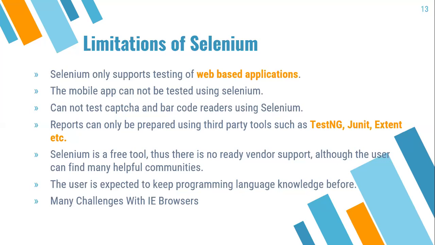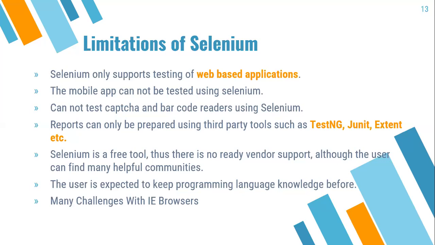This is also very, very important. It cannot test captcha and barcodes. Sometimes dynamic barcodes will be there. For every product there is a barcode, and we cannot read that barcode because it is very difficult to handle. Recently, one article said they introduced something in RC4 so we can do that, but we need to check. But barcodes we cannot read using Selenium.